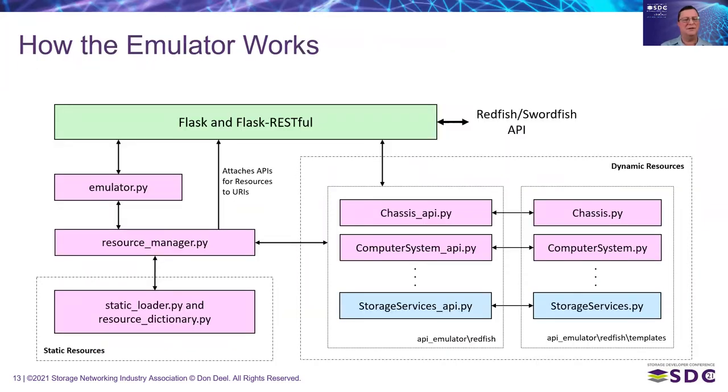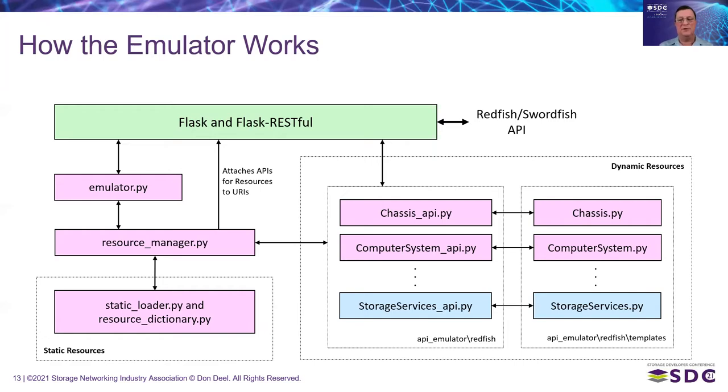This slide depicts a block diagram of how the main pieces of the Swordfish API emulator work. The Swordfish API emulator extends the Redfish interface emulator, which uses Flask and Flask RESTful. The red boxes here are for Redfish, and the blue boxes show where Swordfish elements are. Emulator.py starts everything. Resource Manager.py loads static resources, which are read-only mockups, and registers their URIs with Flask and Flask RESTful. Resource Manager.py then enables dynamic resources, which come in API template file pairs, by registering their URIs with Flask and Flask RESTful. Dynamic resources respond to create, read, update, and delete operations defined in the api.py files.